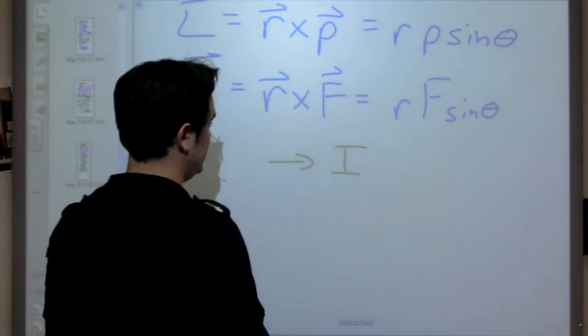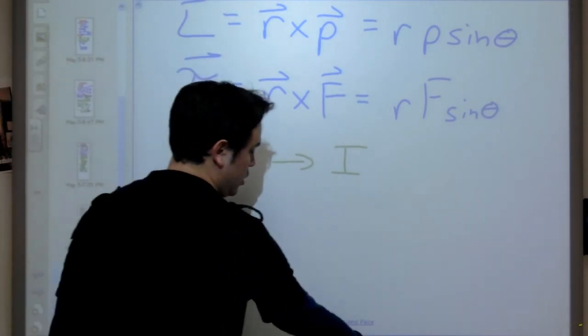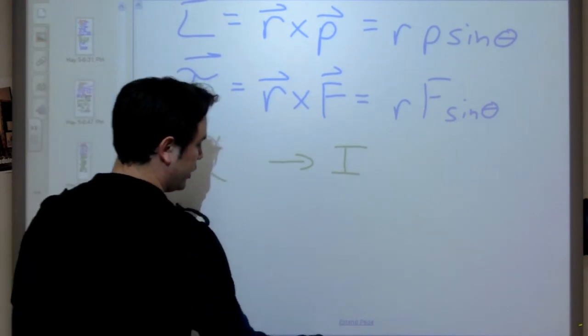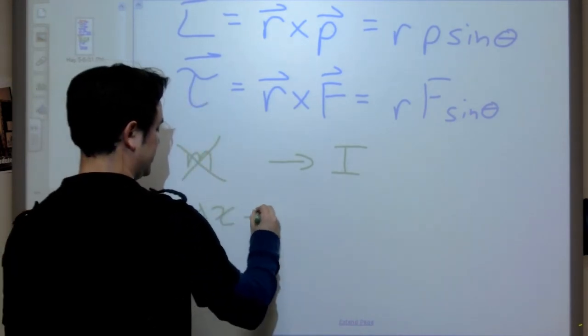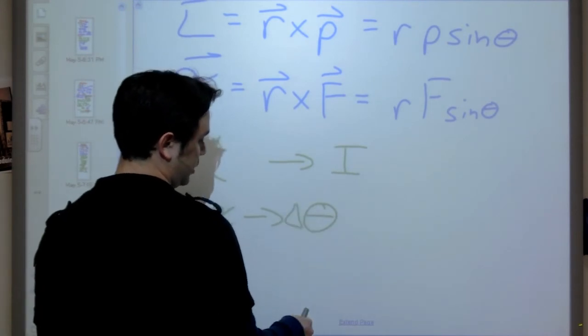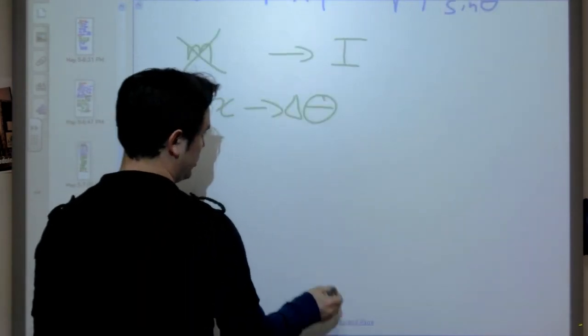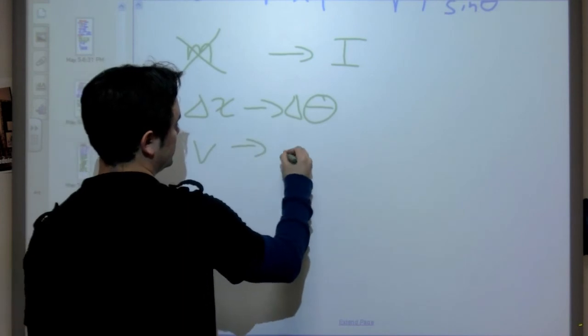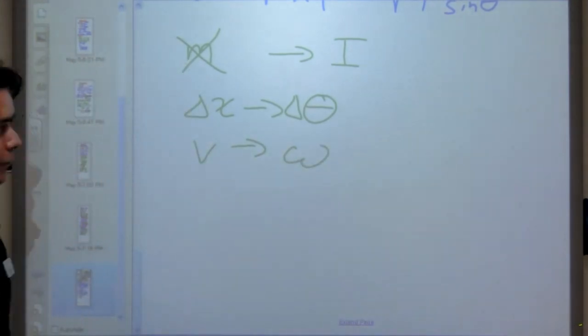Your replacements and how to be able to use those. Your displacement now becomes simply theta. You could even have a delta theta, the change in angle that you sweep out. Your velocity now becomes omega. Okay? For the most part, they're just point-by-point replacements in your equations.